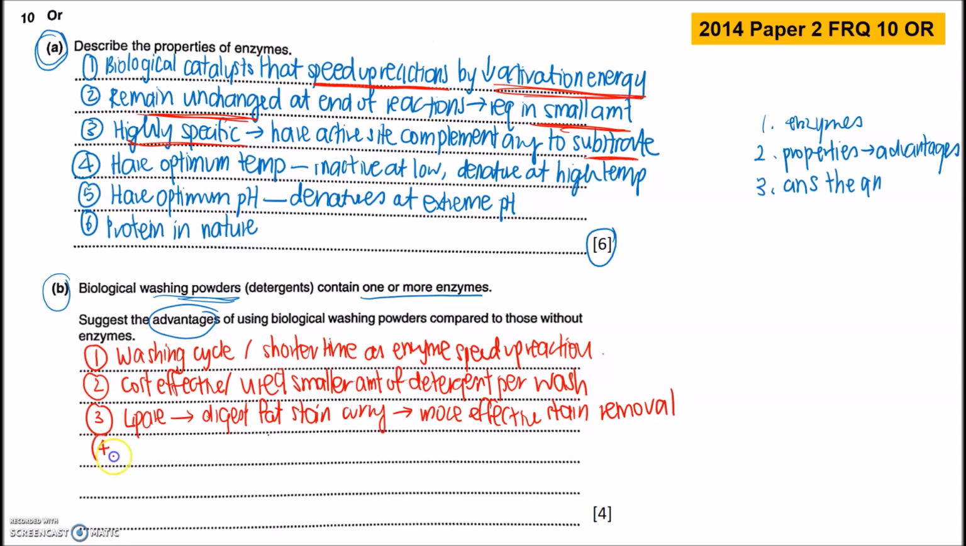Number 4, having an optimum temperature. What temperature do we normally wash clothes at? I think some of you might not know because you all don't wash your own clothes. But I think normally people wash under tap water or their washing machine. Sometimes you can configure it to wash at very high temperatures, 80 degrees Celsius. Not sure why, you're trying to kill some bacteria in the clothes.